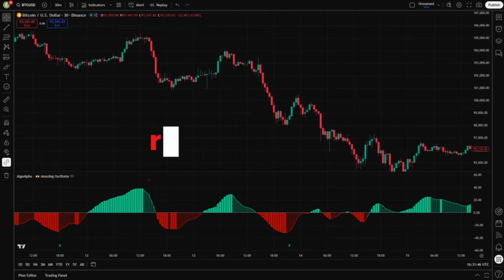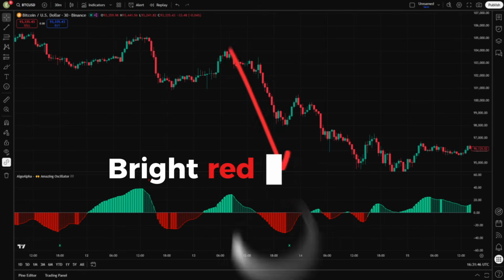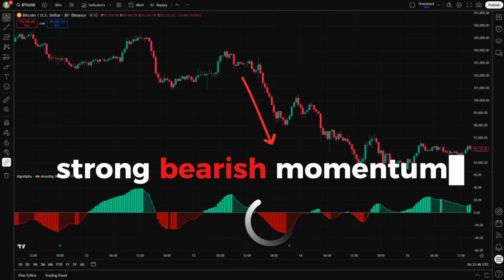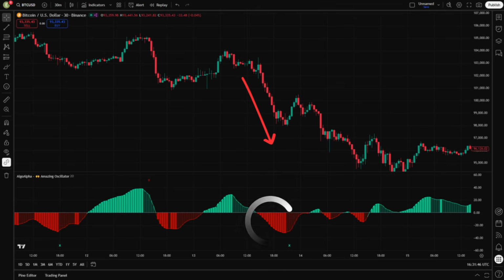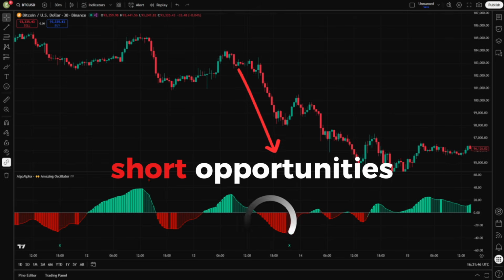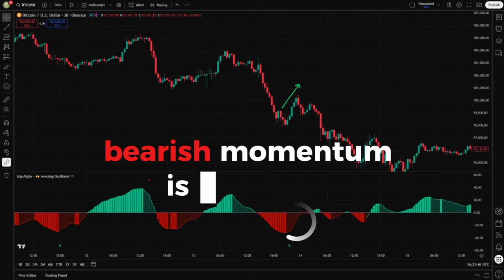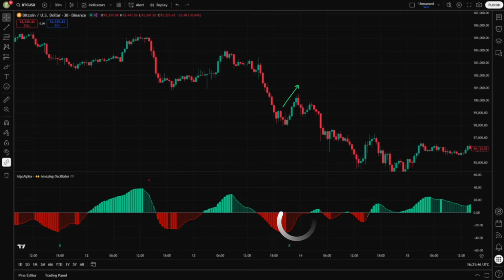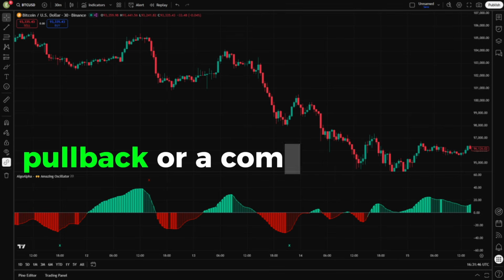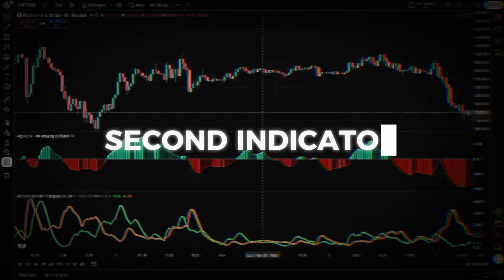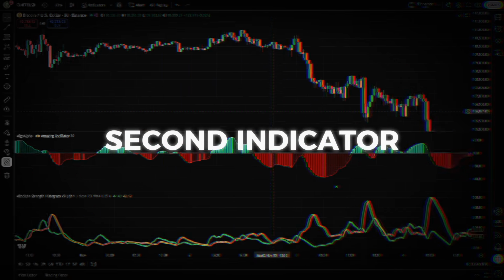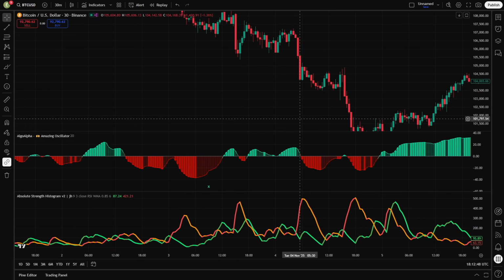Now, for the red histogram, it's the exact opposite. Bright red indicates strong bearish momentum. These are the zones where you should be looking for short opportunities. Likewise, a dark red histogram shows that bearish momentum is drying up. This could be your signal to exit positions, as the price might be ready for a pullback or a complete reversal.